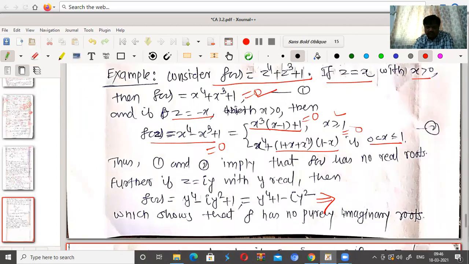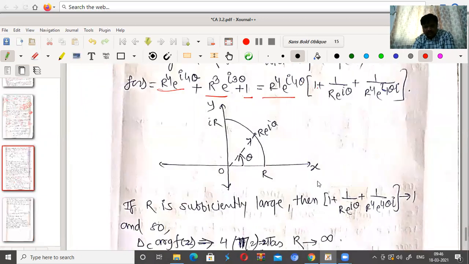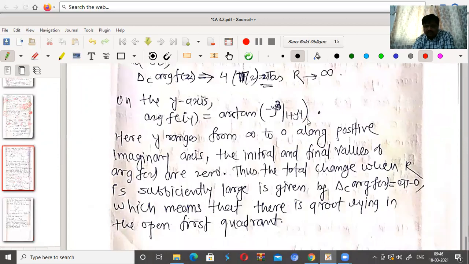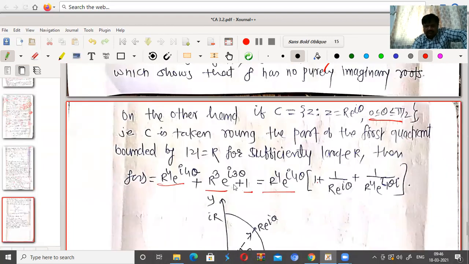I think it should be y cube, not y. This is y cube and this is y cube. Okay, yes. So minus of y cube upon 1 plus y raised to 4. Here y ranges from infinity to 0 along the positive imaginary axis. The initial and final values of the argument of f are 0. Thus the total change when r is sufficiently large is given by 2 pi minus 0, which means that there is a root lying in the first quadrant of this function.